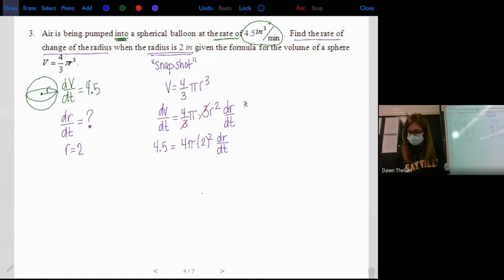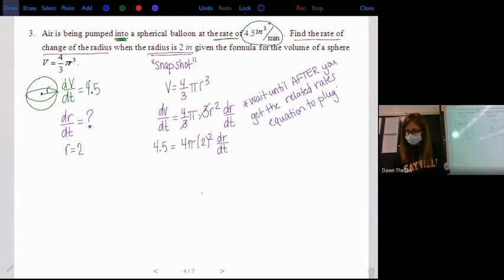let's make a little note. Wait until after you get the related rates equation to plug in r equals 2. And that really goes back to our first thought of, is anything constant? The only thing you can plug in the beginning is if it's constant, because it doesn't have a rate of change. If anything that's changing, you got to get the related rates equation first.